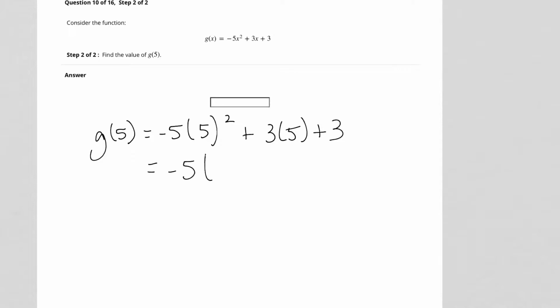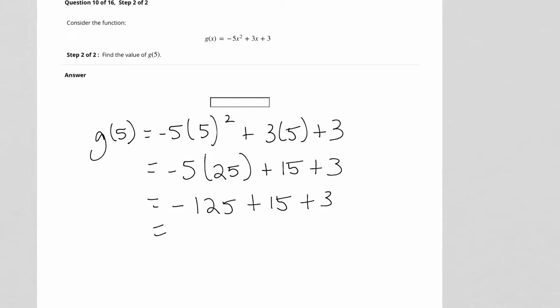Negative 5 times 5 squared is 25. 3 times 5 is 15 plus 3. Negative 5 times 25 is negative 125 plus 15 plus 3. Negative 125 plus 15 is negative 110 plus 3 is negative 107. G of 5 is equal to negative 107.